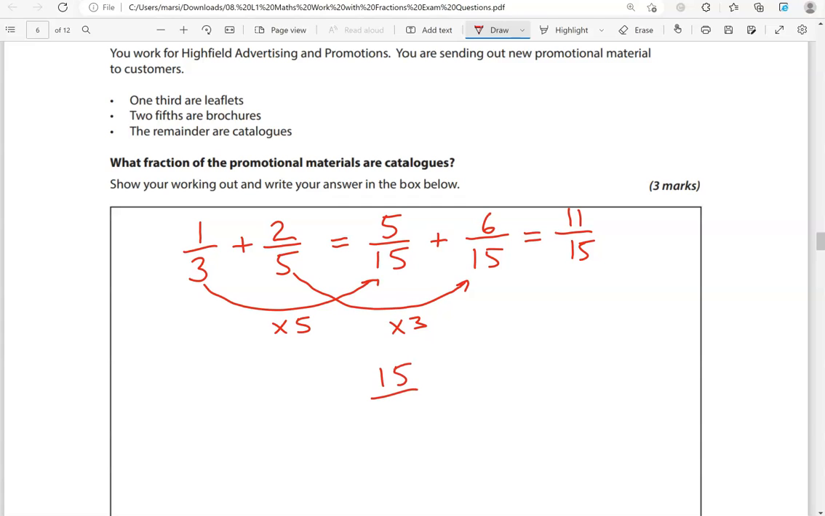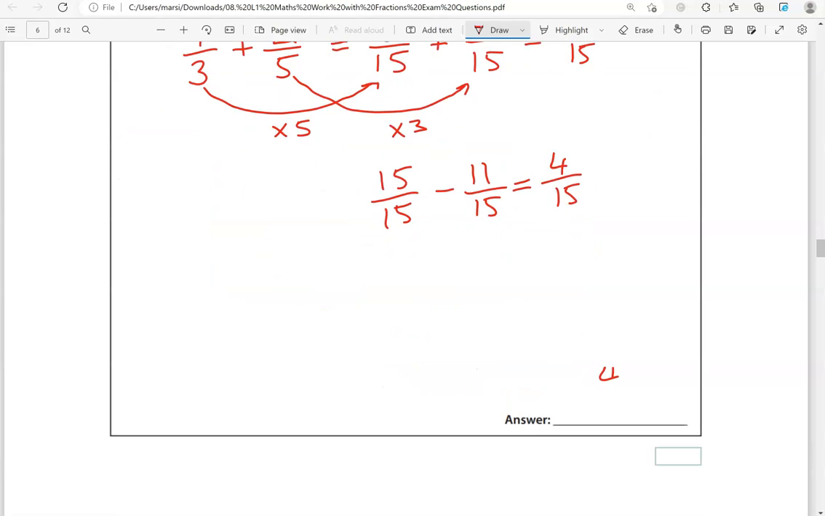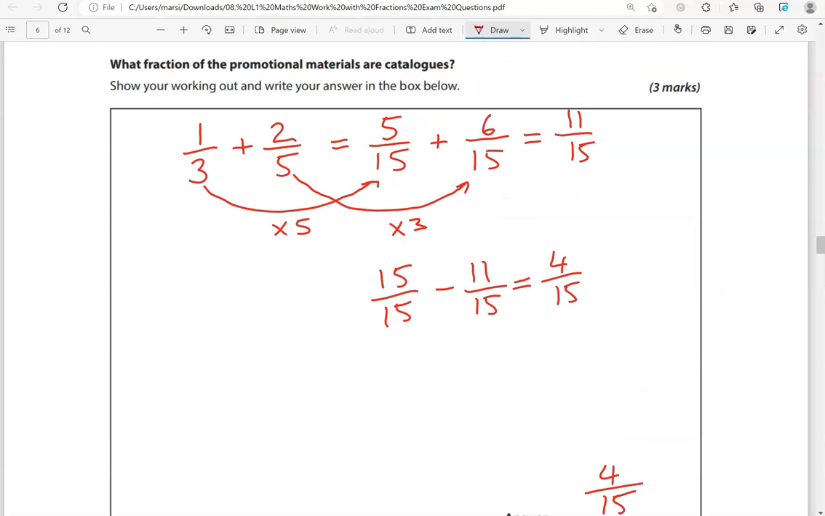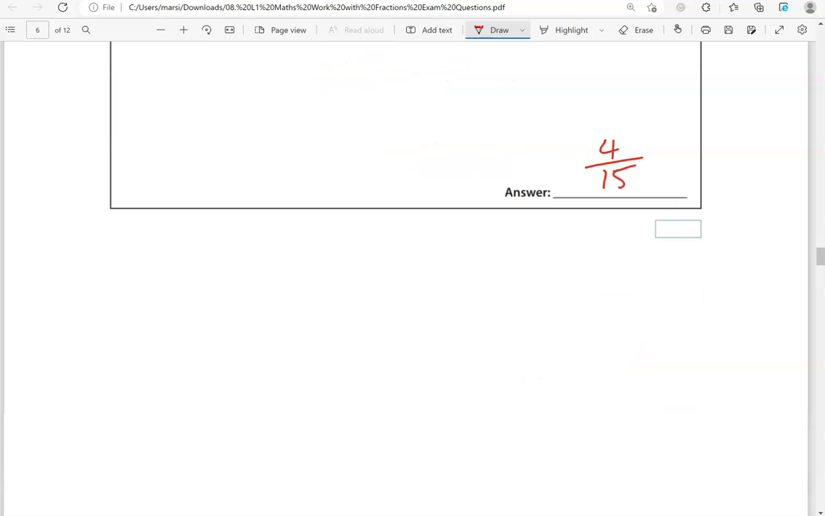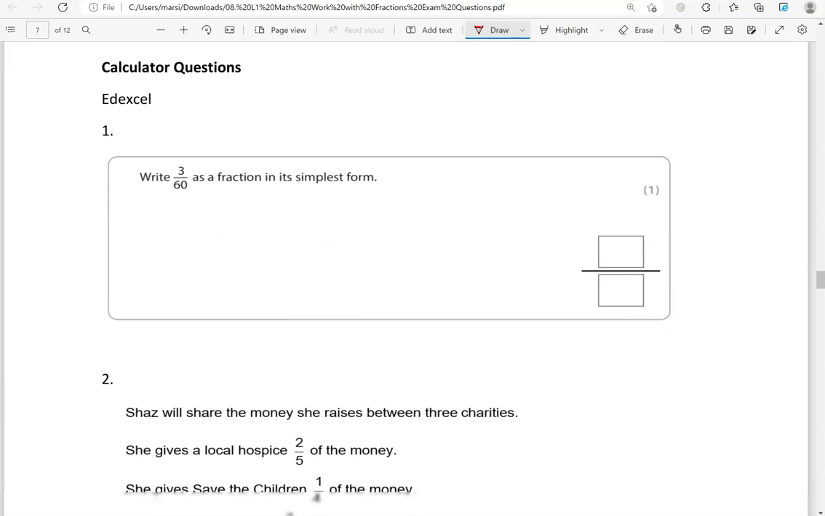15 15ths is the whole thing. All the promotional material, including leaflets, brochures, and catalogues. Taking away 11 15ths, that gives us 4 15ths. From now on, we can use a calculator.